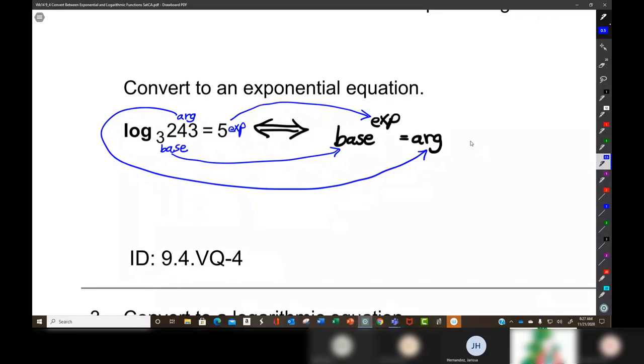So what this will translate into for us is 3 to the 5th power equals 243. And if you put that into your calculator, it's true. 3 times 3 times 3 times 3 times 3 is 243. I think that's amazing.